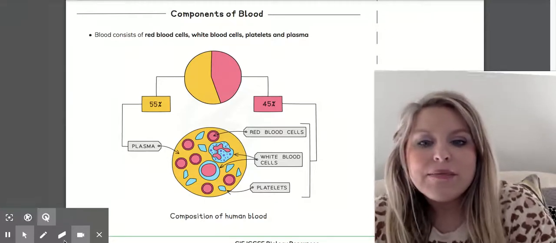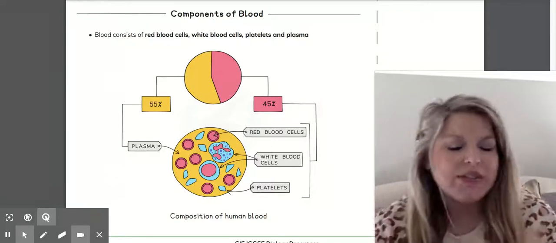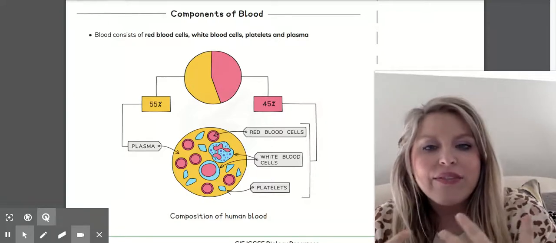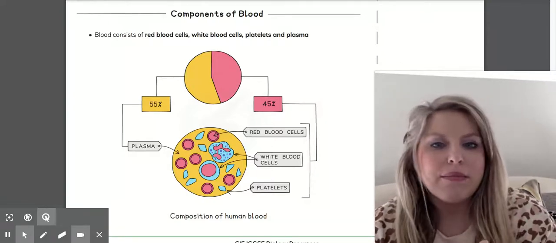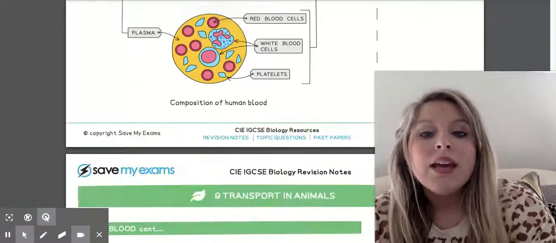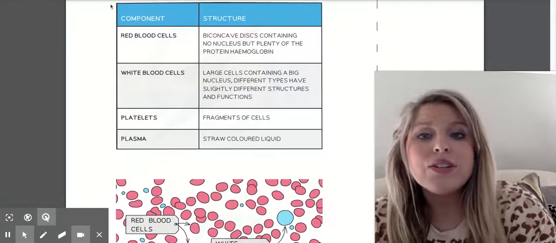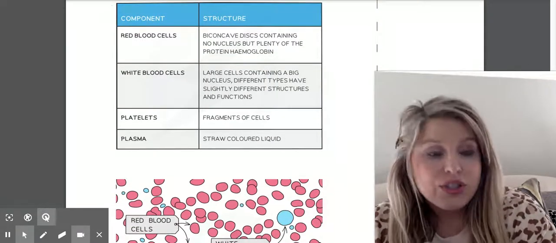So if we look at the composition, most of your blood is plasma, which is kind of like the substance everything is floating in. Then you have the rest of the blood components, which would be the red blood cells, white blood cells, and your platelets. Now, when we look at these, we can look at their structures. So for your red blood cell, this should be a review.